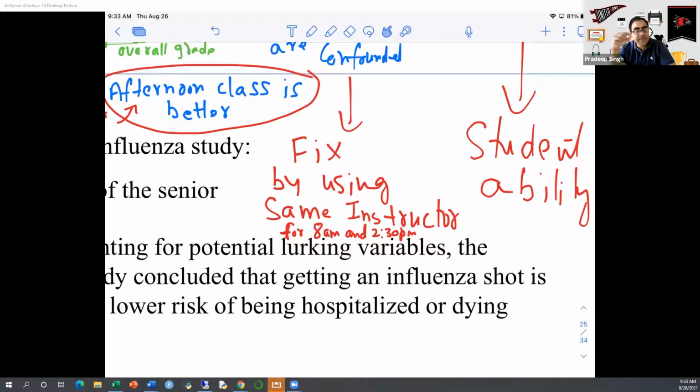So we have to fix this. And how do we fix this? We fix this by using the same instructor for both the times. That means the 8 a.m. section is also taught by instructor A, and the afternoon section is also taught by instructor A. The same instructor is teaching both the sections. So now we have made everything uniform. The only difference is the time. So now if the afternoon section is doing better, then you can say that afternoon time is better for student learning, right? So that's the confounding effect.